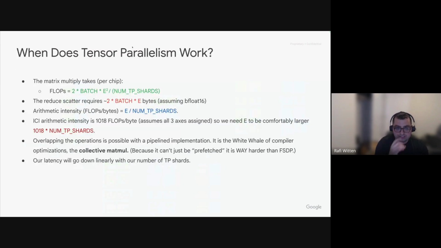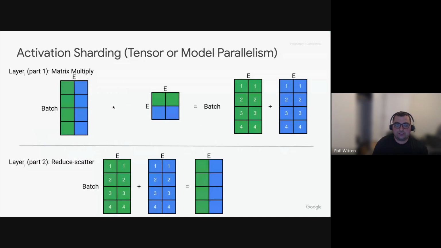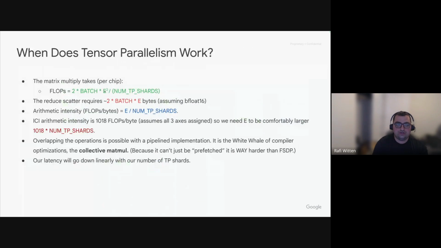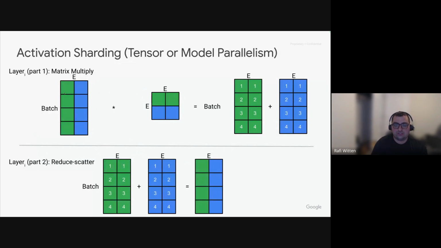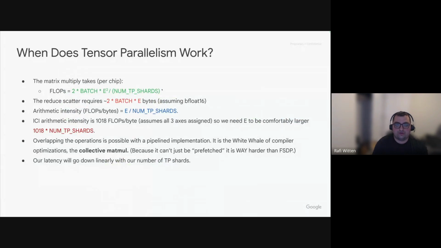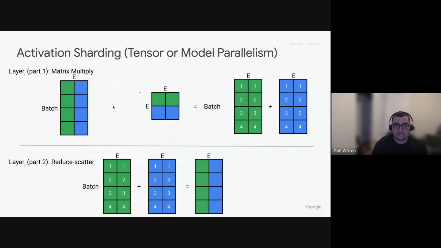Cool. And then there's the same calculation. So now the number of flops is 2 times batch times e squared. I've done it now with global batch, divided by the number of tensor parallel shards. Good, because the batch is global here. So we're just dividing by this batch axis.